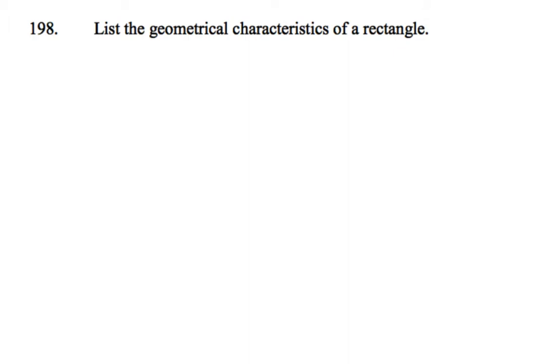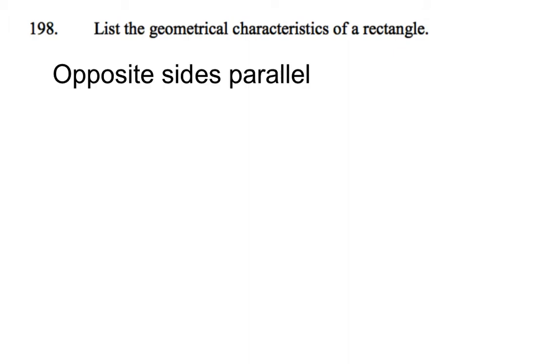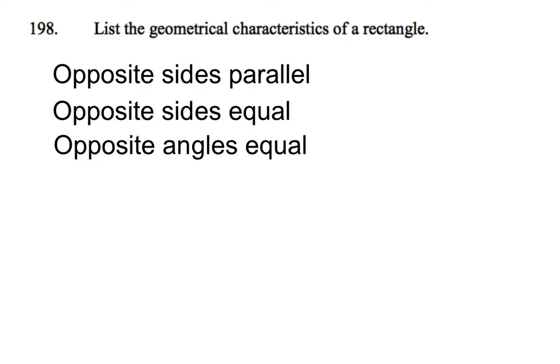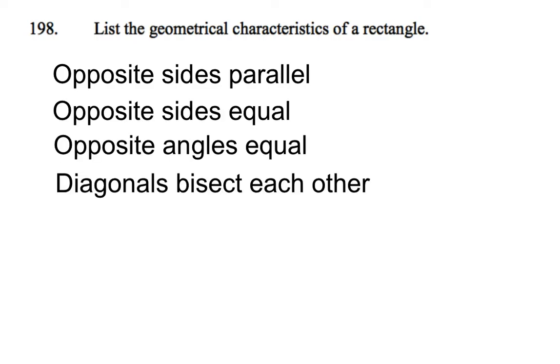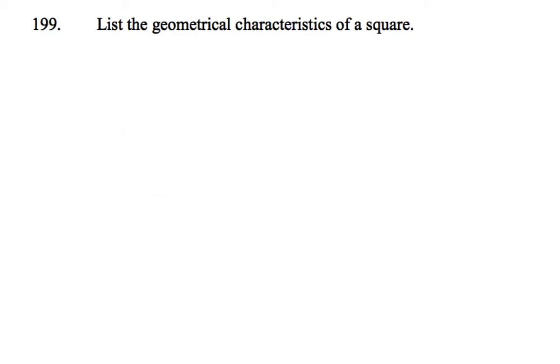Geometrical characteristics of a rectangle include opposite sides parallel, opposite sides equal, opposite angles being equal, and diagonals bisecting each other. Any more? Yep, diagonals being equal as well. So you could draw a diagram of all those with the markings on them, just to have that up your sleeve.